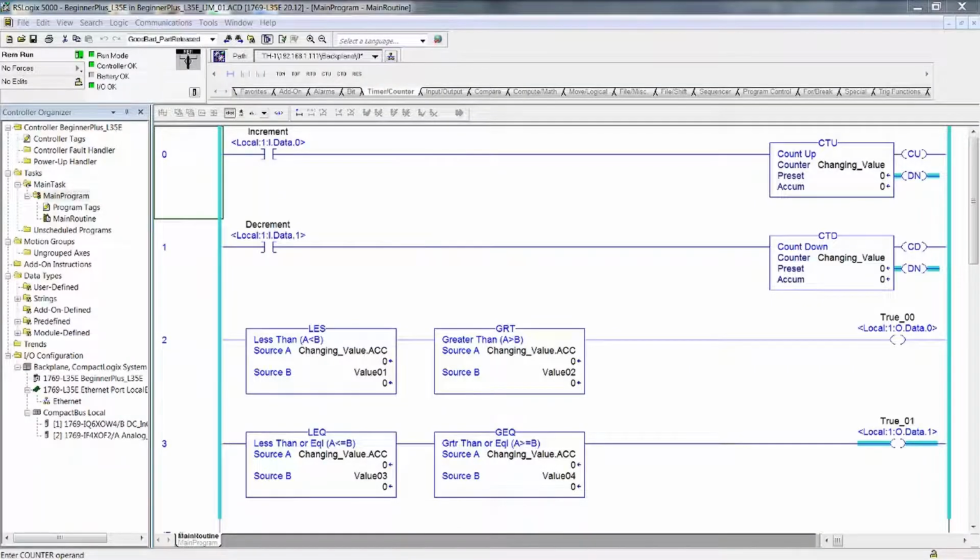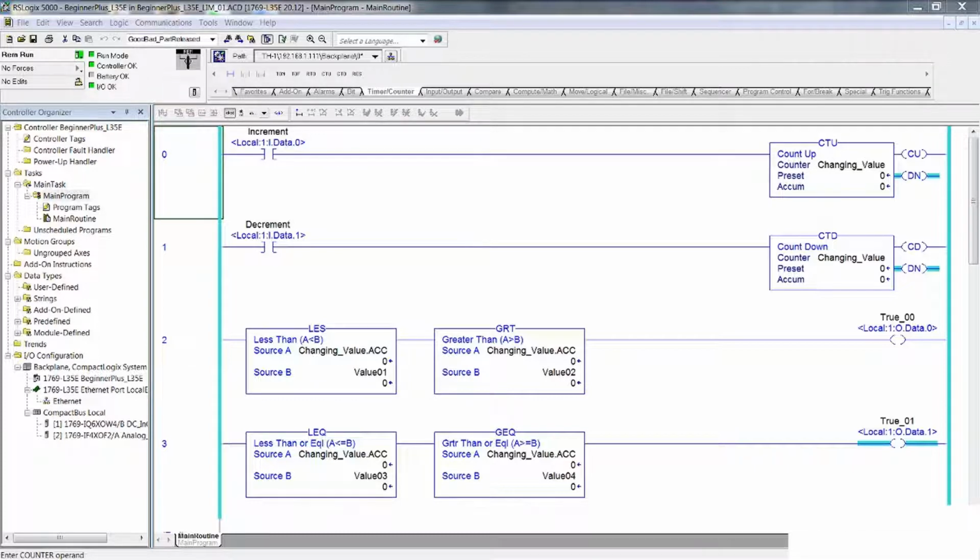Combining the comparison instructions. We had to take an older project, open it up, make a few changes and save it. And the counter instructions that we're using, count up and count down, both of them are executed with an external input. Input 0 increments the changing value, and input 1 decrements the changing value.